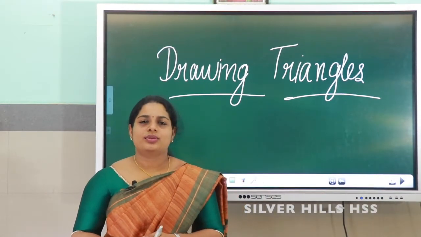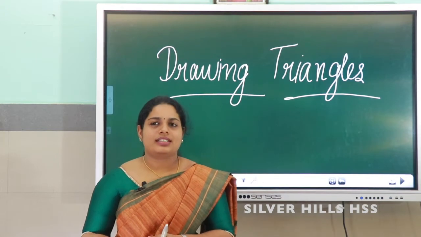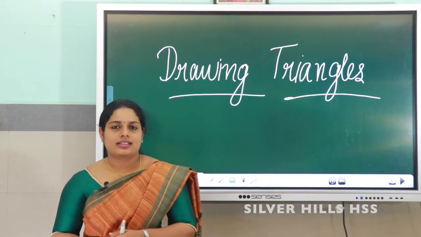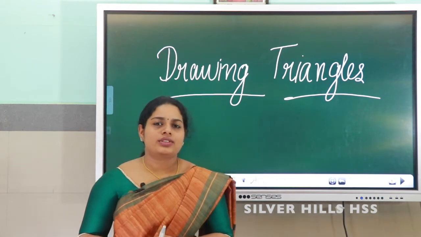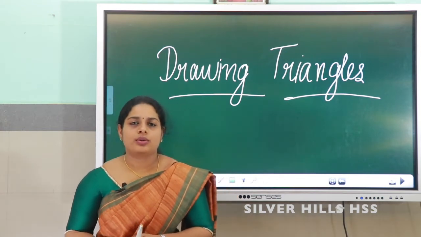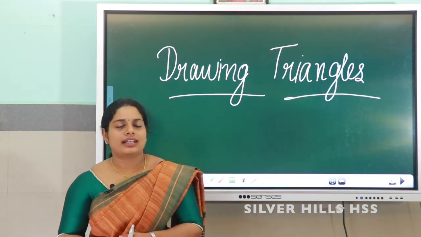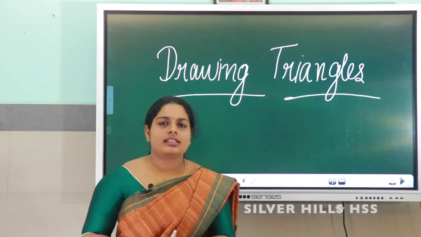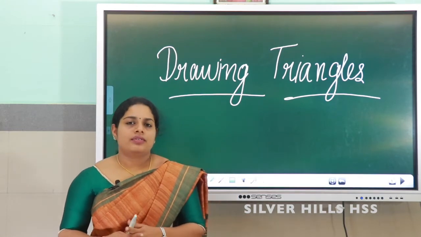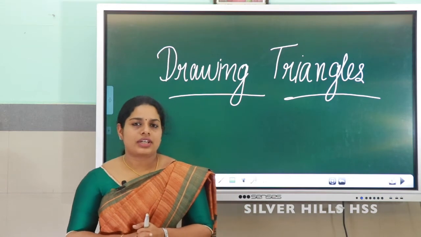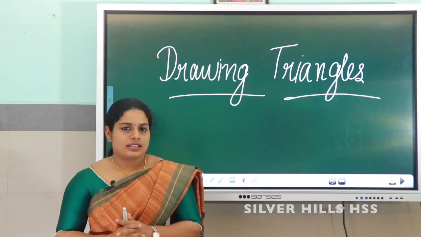Today we are going to discuss a new chapter, chapter 8 of class 7, drawing triangles. In this chapter we are going to study how to draw a triangle given its different measures. We know that a triangle has 3 sides and 3 angles. So if we are given sides and angles, we will be able to draw a triangle. There are some conditions.